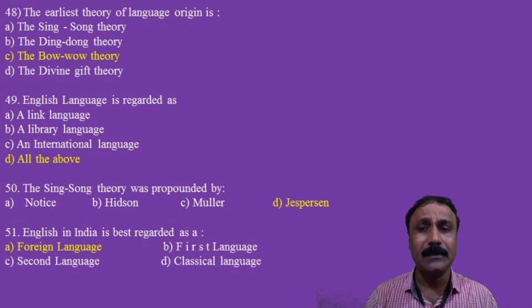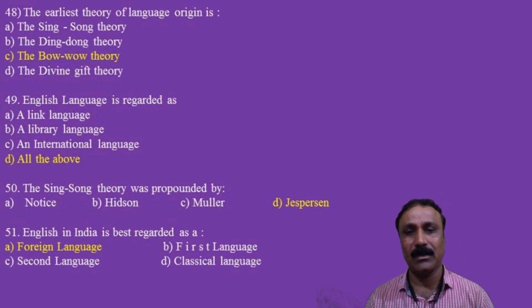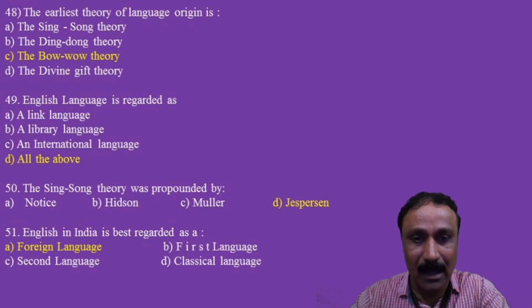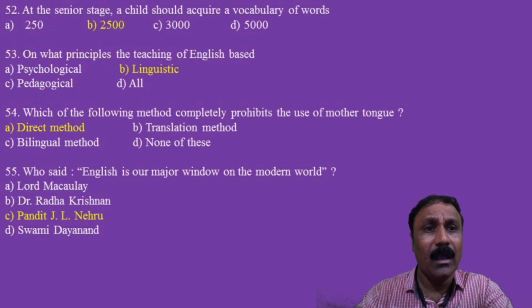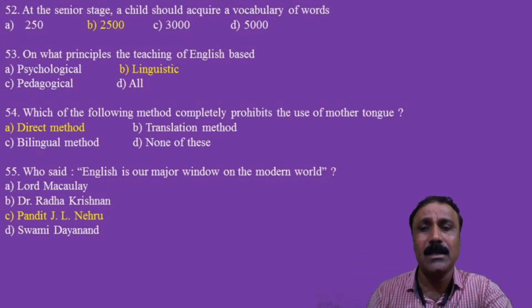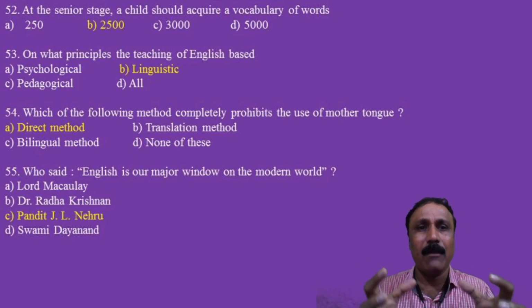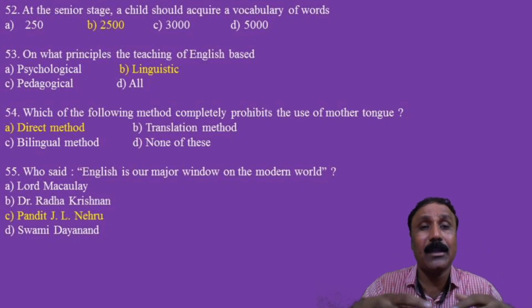And the sing-song theory was propounded by Jespersen. Okay, English in India is best regarded as a foreign language. In India, we call it a foreign language. At the senior stage, a child should acquire a vocabulary of 2,500 words. If a child is able to have this much vocabulary, he or she can communicate in a very effective manner.